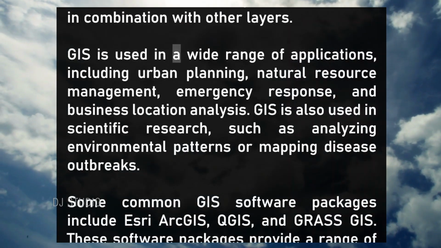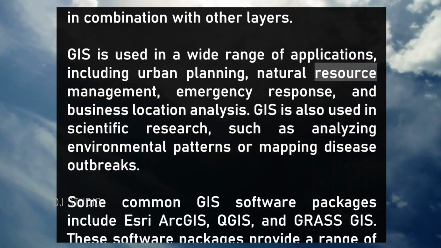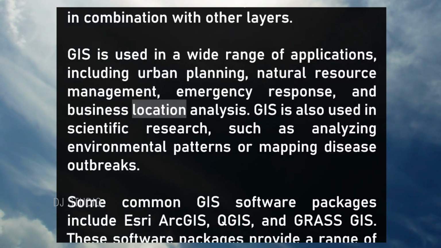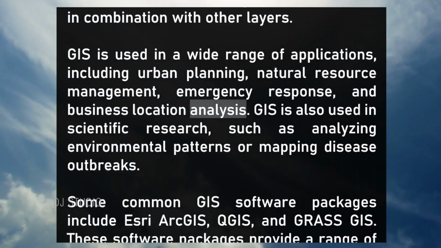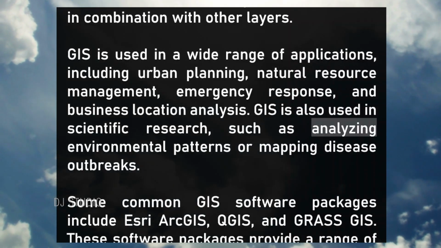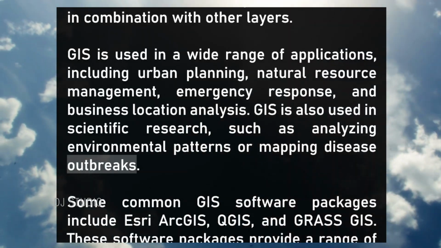GIS is used in a wide range of applications, including urban planning, natural resource management, emergency response, and business location analysis. GIS is also used in scientific research, such as analyzing environmental patterns or mapping disease outbreaks.